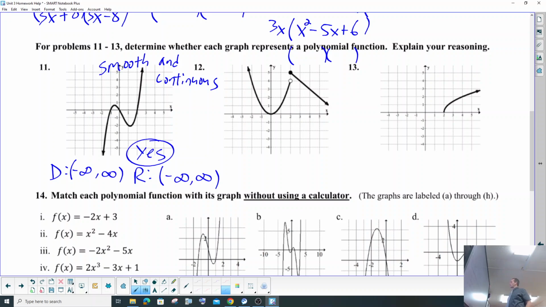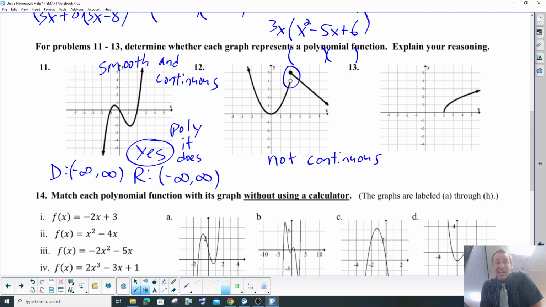So determine whether each graph represents a polynomial or not. So yes, it does. Polynomial. Now, because this one has a piecewise function, that means it's not continuous. And that means it breaks off into 2 different graphs. And 2 different graphs means piecewise, because one's a straight line going down and one's a parabola going up. So not continuous and not a polynomial.